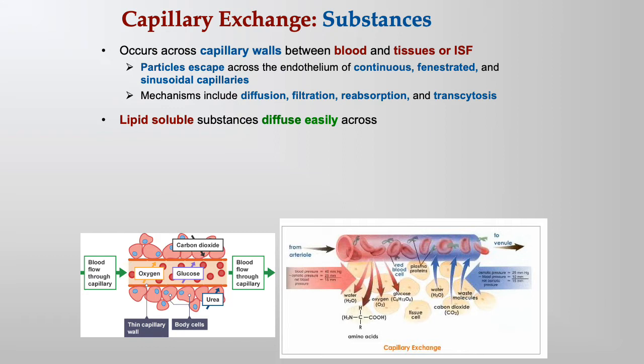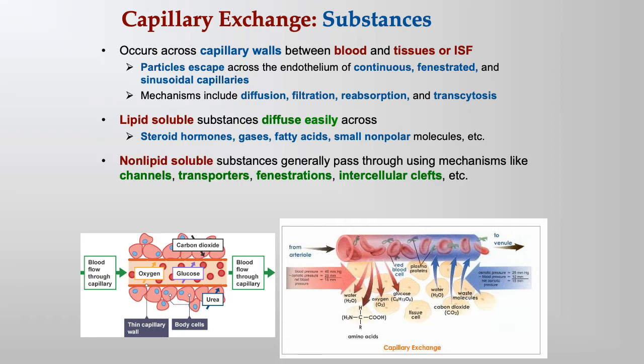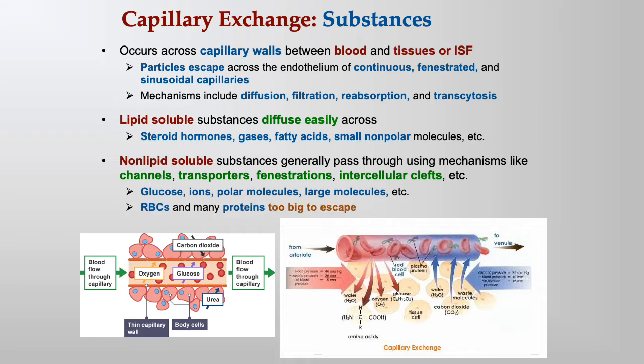Lipid-soluble substances get out really easily, and you've known this since the first day of class, because they can easily cross cell membranes. Steroid hormones, gases, fatty acids, small nonpolar molecules easily get out. Non-lipid soluble substances generally pass through using mechanisms like channels, transporters, fenestrations, intercellular clefts, and so on. So they either need help or they need a really big space. Glucose, ions, polar molecules, large molecules, and so on, they have more difficulty getting in and out.